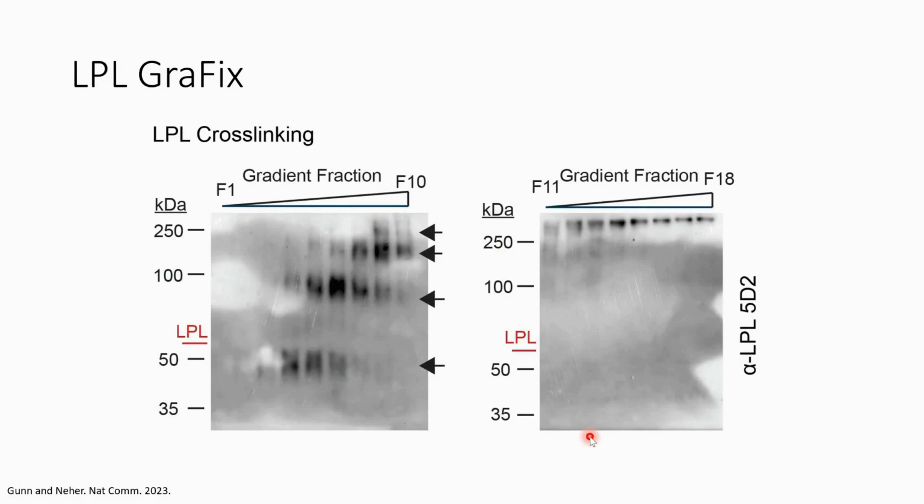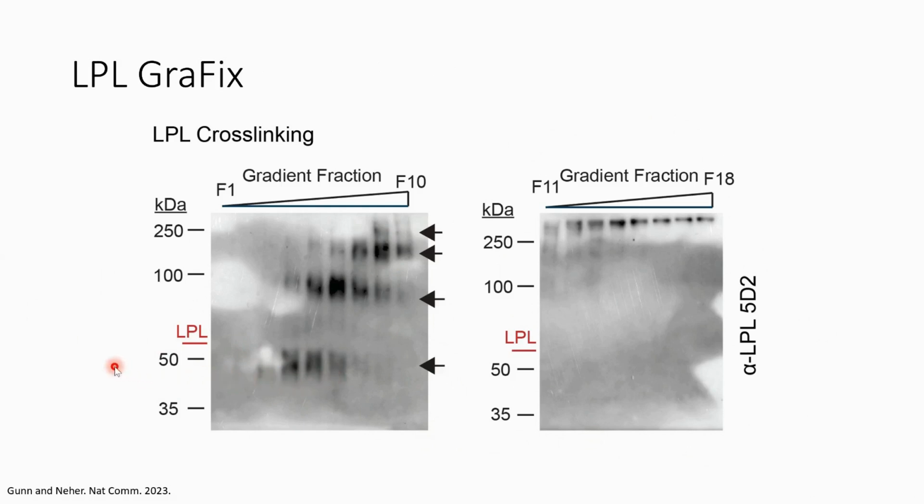So just to give you an example of what these gradients looked like, if we took the fractions and we ran them on a Western blot, and here you can see we're blotting for LPL, we see the appearance of multiple oligomeric states, which I've indicated here with arrows. So we are certainly capturing potentially up to 4 or 5 oligomeric states. And interestingly, this red line here indicates where LPL would run if it were not cross-linked. And you can see that our lowest molecular weight sample of the cross-linked fraction is running below it.